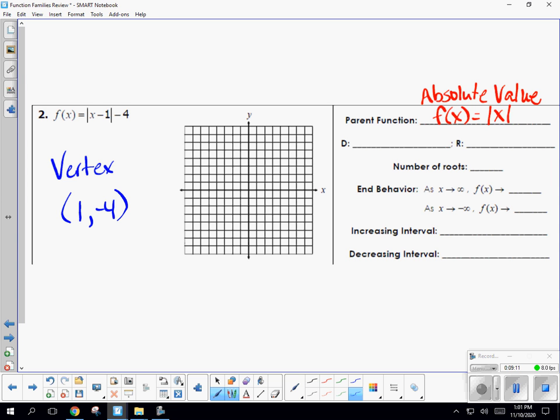We don't need to do a t-table when we do absolute value problems because we look at our a value, which is right here, and that is also our slope. Okay, so let's plot the vertex, (1, -4), which is here. And my a is 1 over 1, so it's going to be up 1 over 1 in both directions. Remember, our absolute value problems always look like a V.